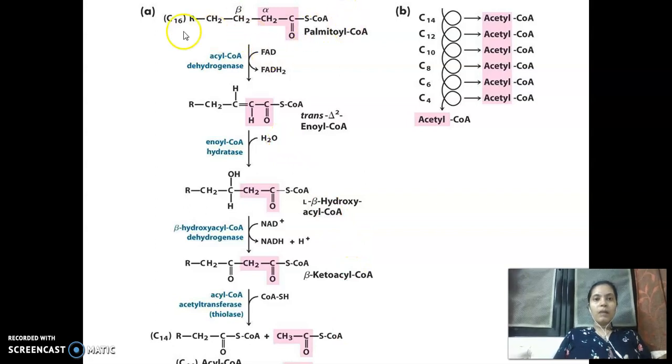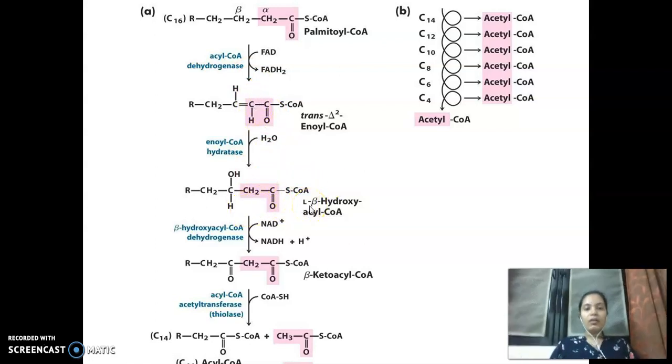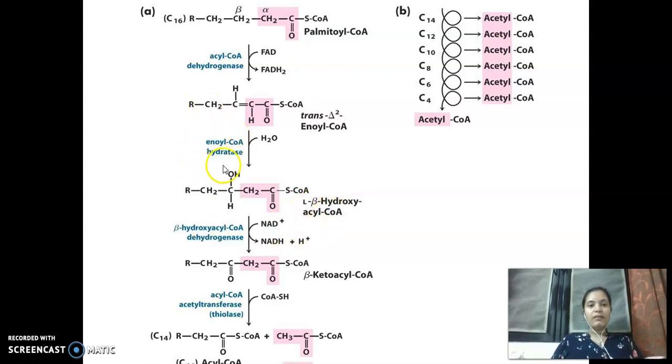So first, your palmitoyl coenzyme A with the help of FAD. So FAD converts to FADH2, and the enzyme involved is acyl CoA dehydrogenase. So here you can see on the beta carbon a double bond is getting formed, and we get trans delta-2 enoyl coenzyme A. Now your water molecule comes into the picture, and H goes here, so it forms L-beta hydroxyacyl coenzyme A, and the enzyme involved is enoyl coenzyme A hydratase.